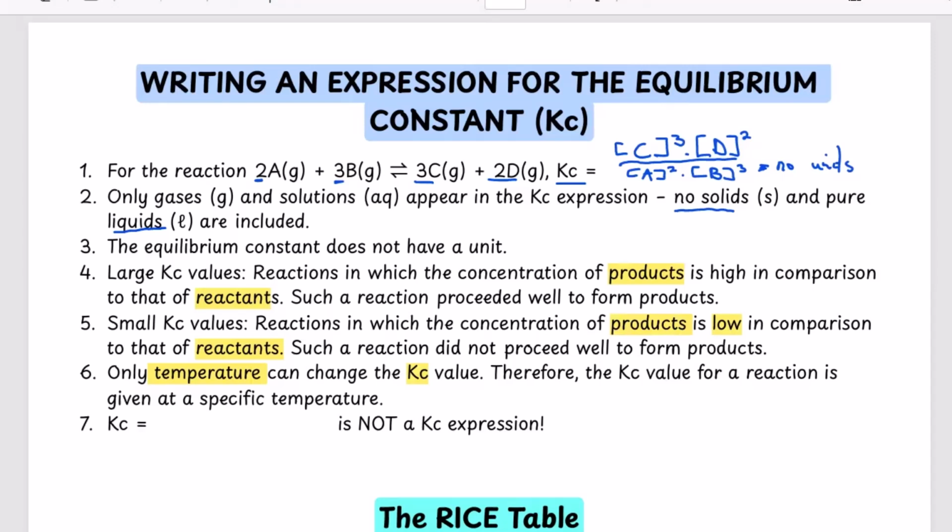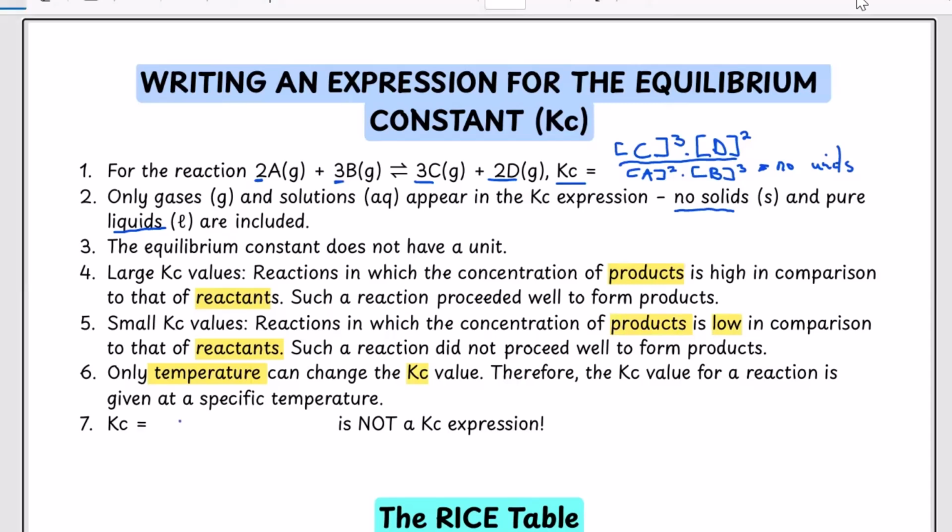Okay, then here we're going to say this is not a Kc expression. If you were to write your Kc expression in terms of concentration of products over the concentration of reactants, we are not going to get any mark. So whenever you're asked to write down the Kc expression, if you start by writing concentration of products over concentration of reactants, you already forfeit the mark for the formula. So this is not a Kc expression.